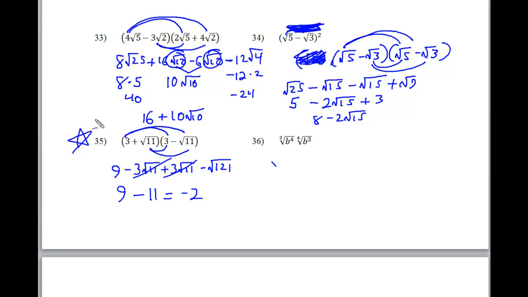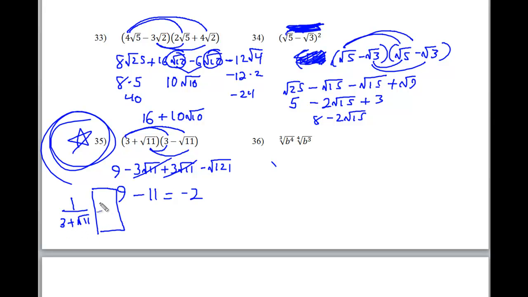Now the reason why I highlight this so much is because when we have a binomial in the denominator, like 3 plus square root of 11, to get rid of that we're going to multiply top and bottom by 3 minus square root of 11. And if we do this, then our denominator would become negative 2. So I'm going to show that to you in the examples before the end of this video.